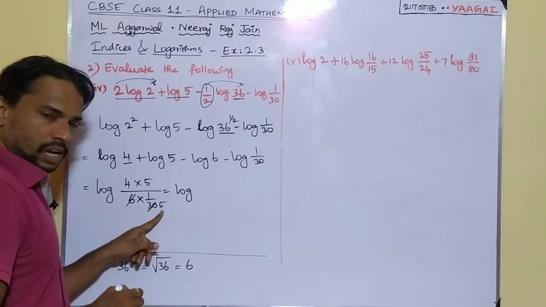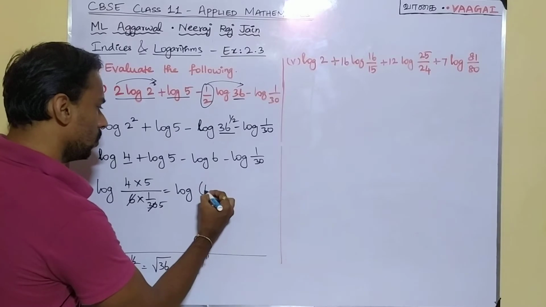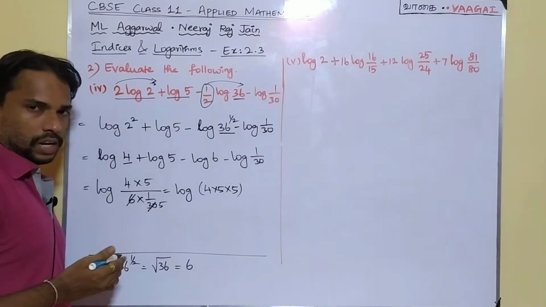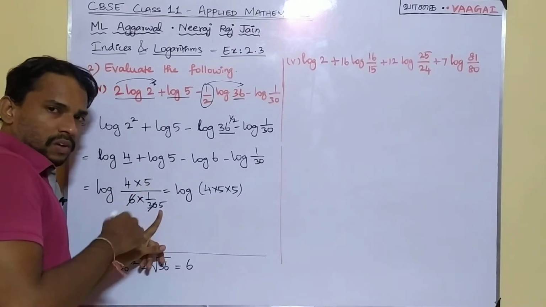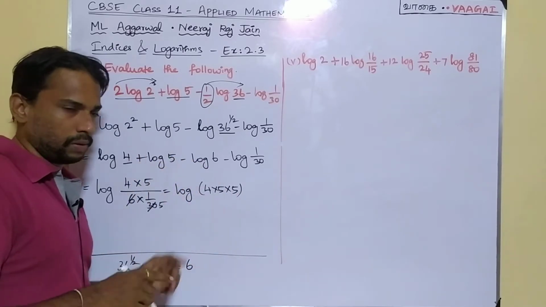Now 1 by 5, which is in the denominator, when it goes to the numerator position, it will go as what? 4 into 5 into 5. I hope this is also very clear to you. Okay, so 4 into 5, this 1 by 5 which is there in the denominator will go to the numerator as into 5. That's what I'm writing here.